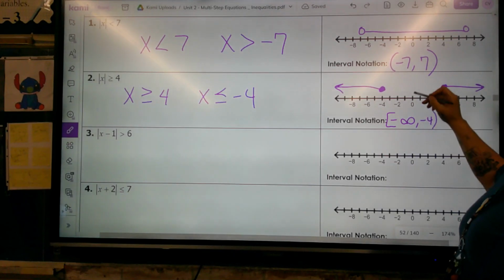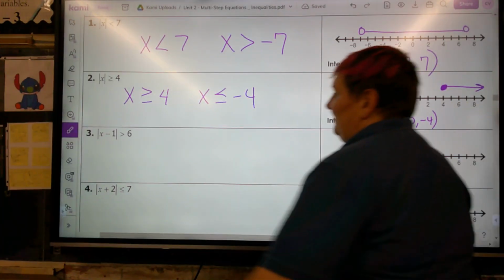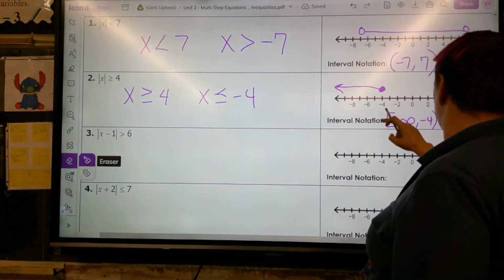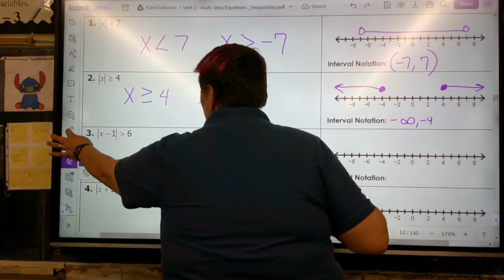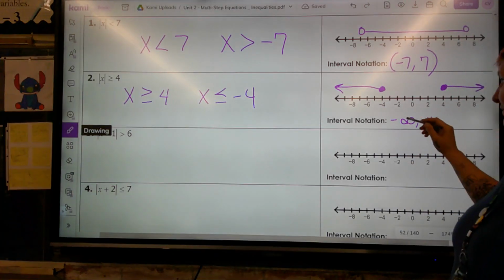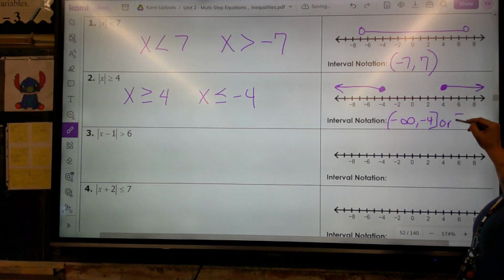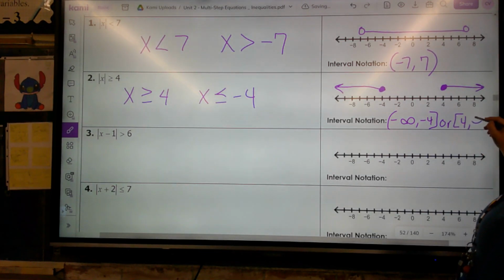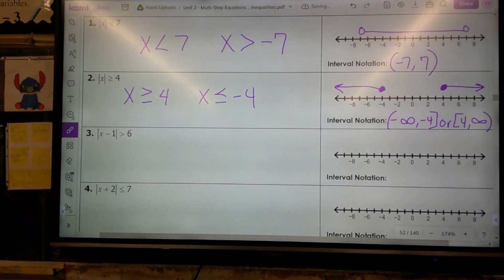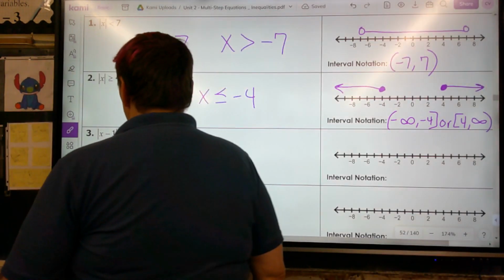Oh, it includes it. Wait a minute. Don't let me make that mistake. I said bracket, so I wrote bracket. Bracket or bracket 4 to infinity. Alright?